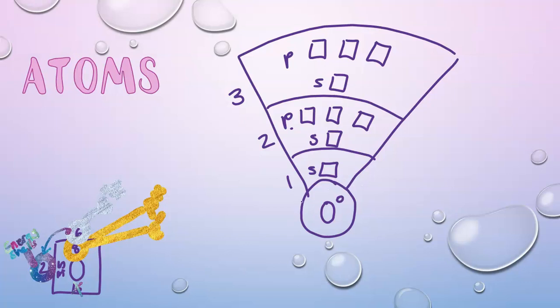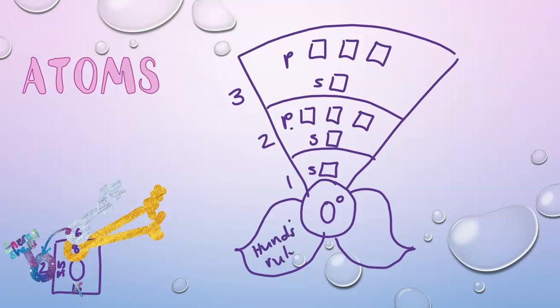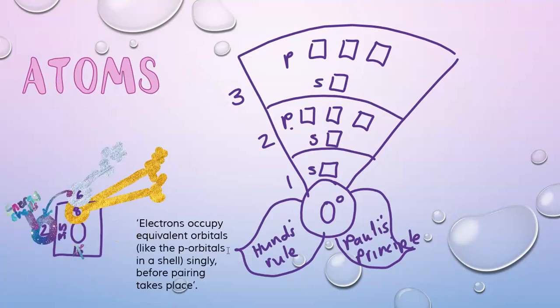Now there are 2 rules that I need to apply when I put those 8 electrons into the electron diagram. And I wonder if you can remember the names of the 2 people. The one is Hund's rule, and the other one is Pauli's principle. Hund's rule says that electrons occupy equivalent orbitals, like the p orbitals in a shell, singly before pairing takes place.